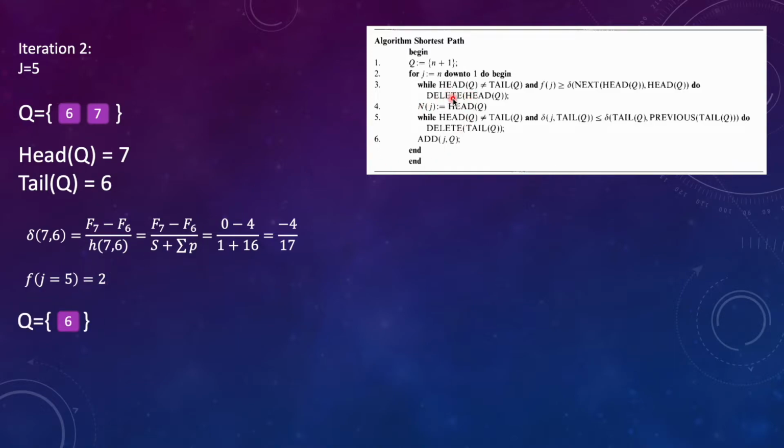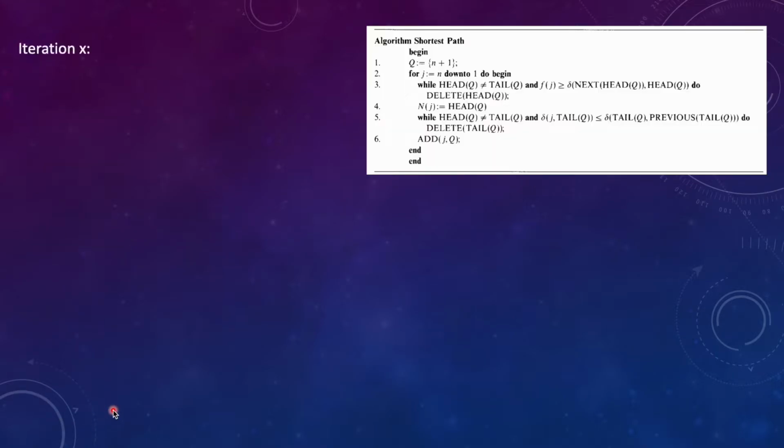We enter, we delete the head of q. In this case, the head of q is 7, and q has now only the 6th. And we put in the 5th position the number 6. Now our optimal path has this vertex.